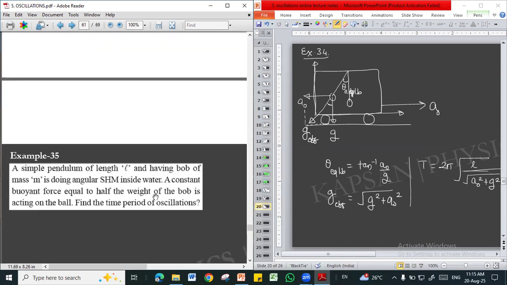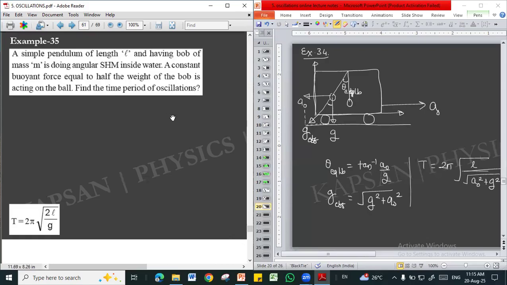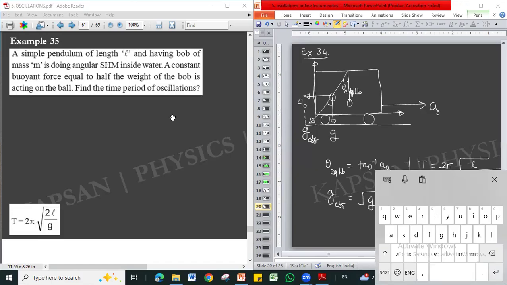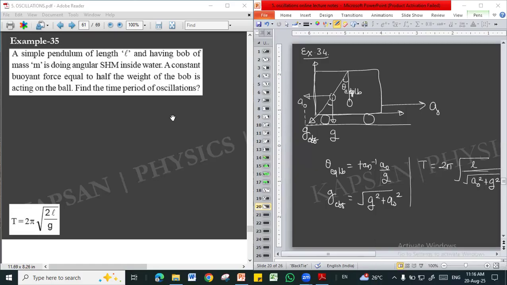This was basically the derivation that we did already. Solve this 35. झालं सर. झालं. Okay.